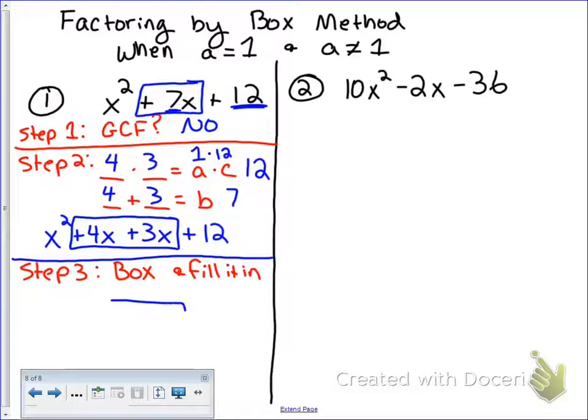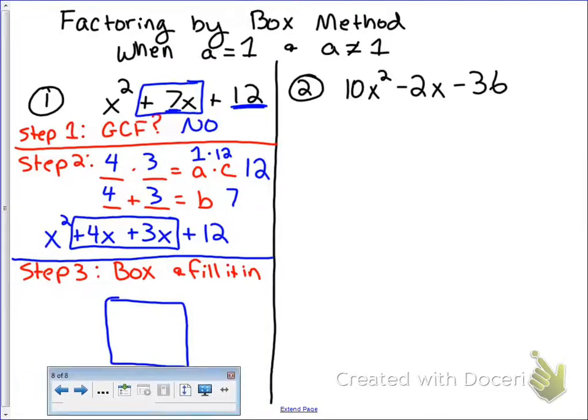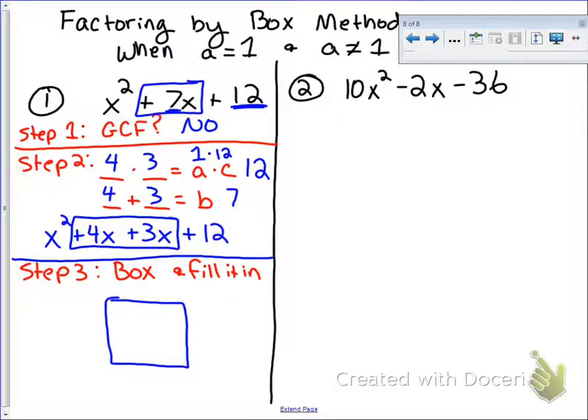I've got to give myself a little bit of room. Let me move this thing out of my way. We'll split this box up into 4 equal pieces, and I've got to put them in the right spots. So in the top left corner, I put my x squared term. In the top right corner, I put my next term, which is one of the numbers I found, 4x. In the bottom left, I put my other number I found, 3x. And in the bottom right, I put my c value, my 12.